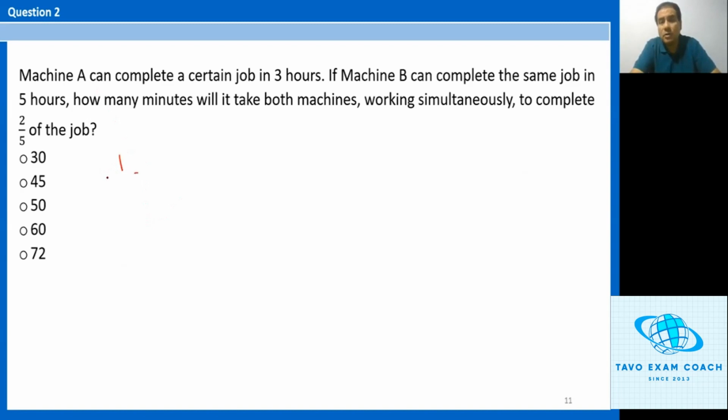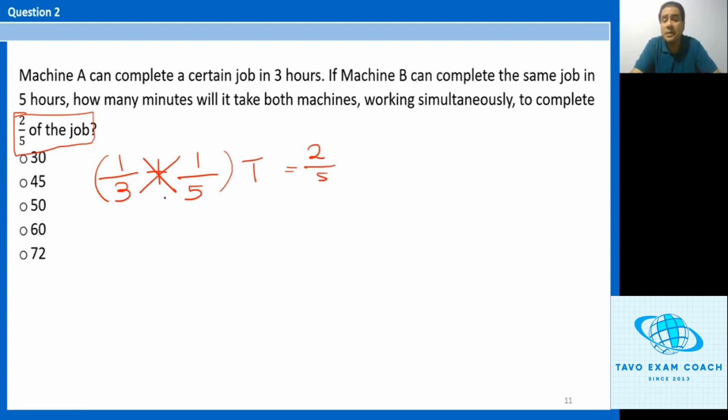Machine A works one job in 3 hours. Machine B does the same job in 5 hours. So if we add the rates, multiply by the time they work together simultaneously, I can get the total work they're expected to do, which would be 2/5 of the job. So let's do the math.